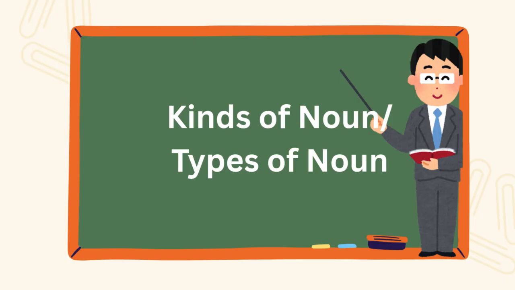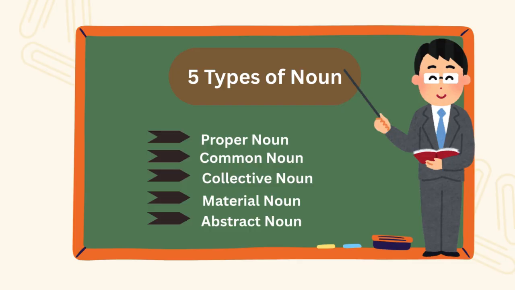Kinds of noun or types of noun. There are 5 types of noun: proper noun, common noun, collective noun, material noun, and abstract noun.